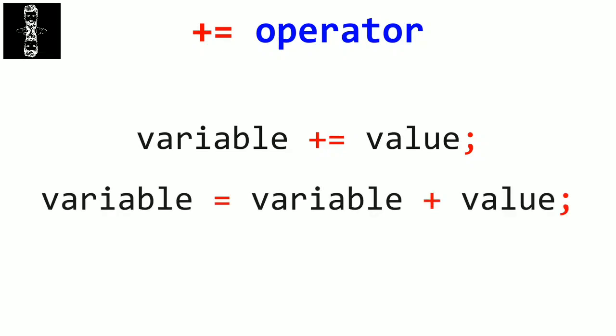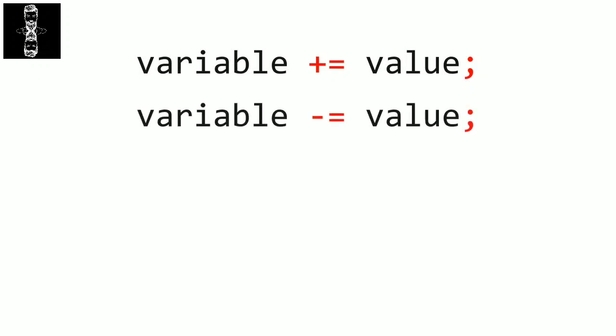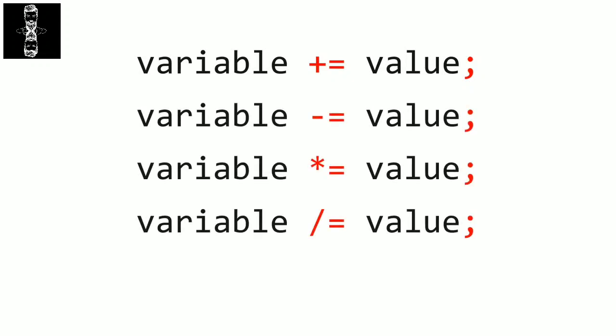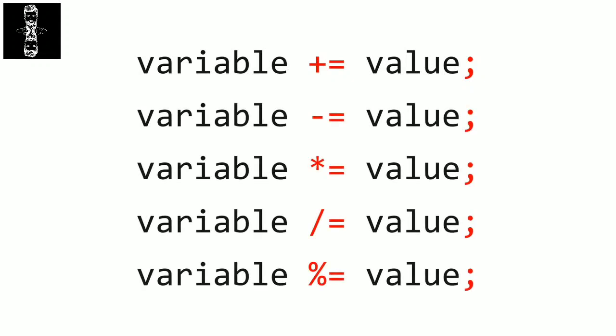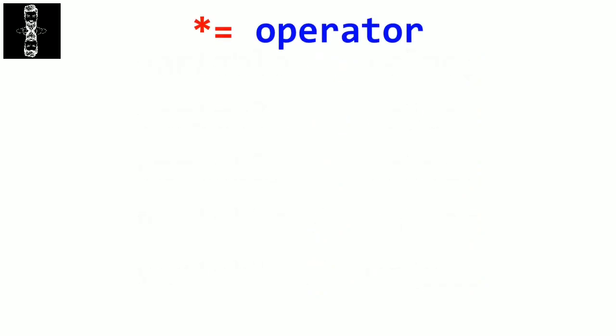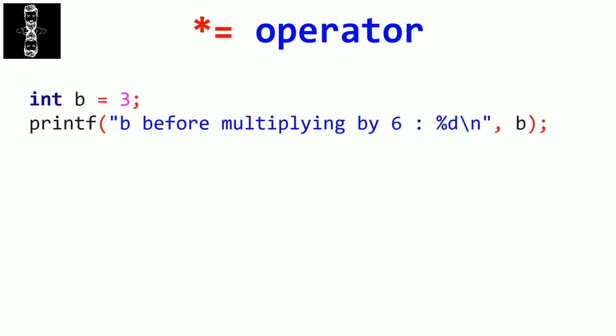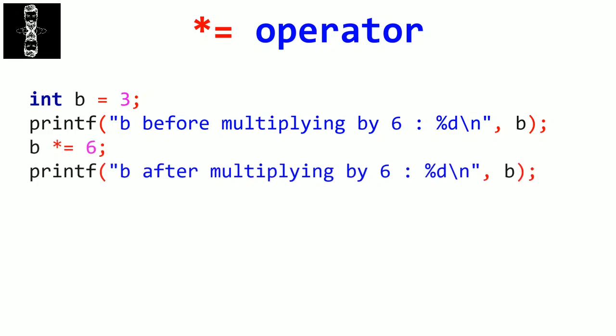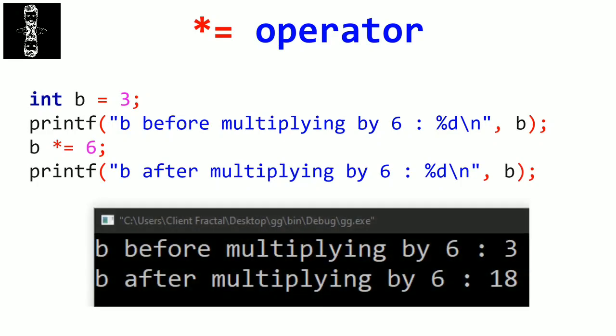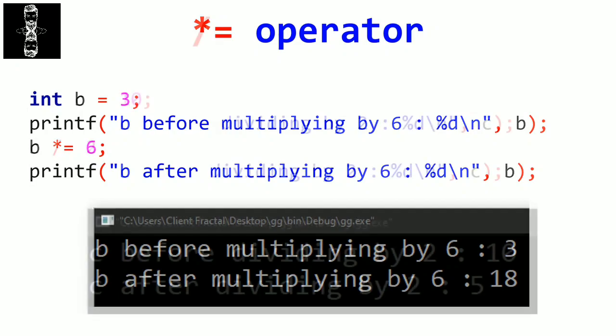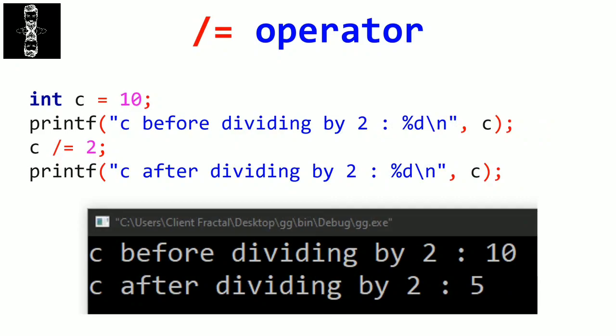And we can do the same thing with subtraction, multiplication, division, and modulus. We write the arithmetic operator followed by the equal sign, then the value. For example, we have the variable b that is equal to 3. If we want to multiply it by 6, for example, we write it like this. After the execution, the value of b will be 3 multiplied by 6, which is 18. If we want, for example, to divide the variable c by 2, we would write this. You can try your own examples to better understand how it works.